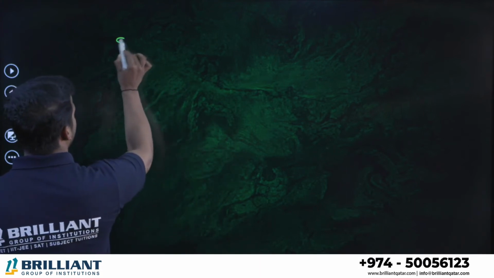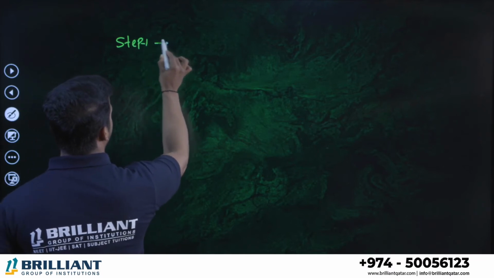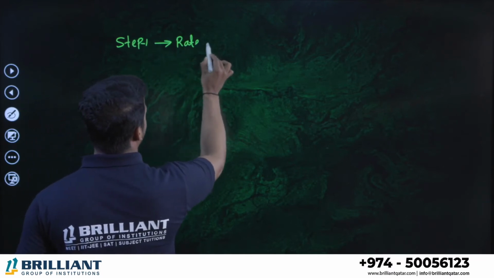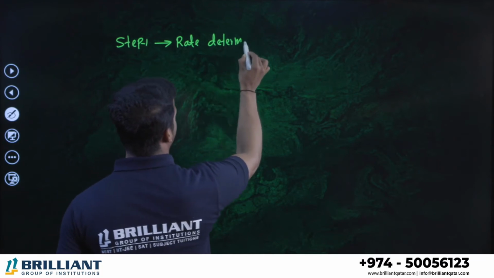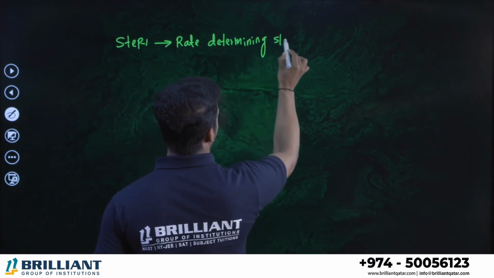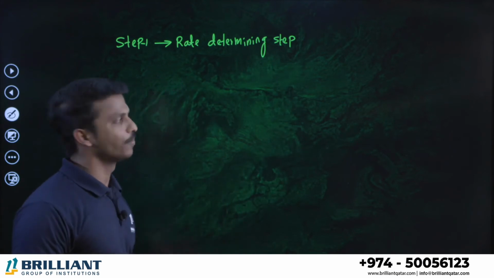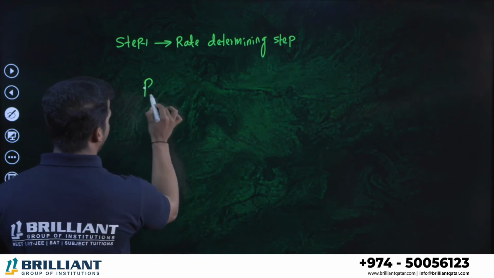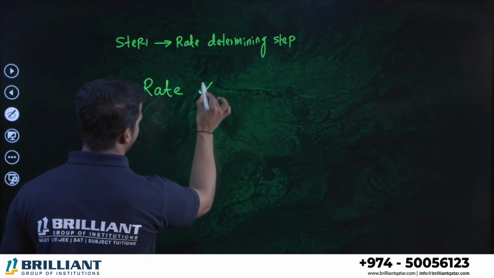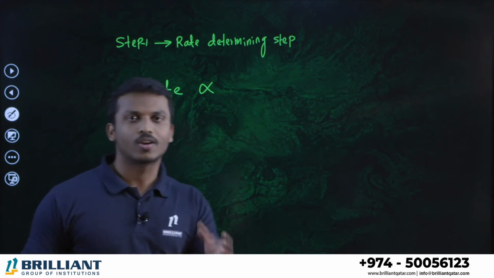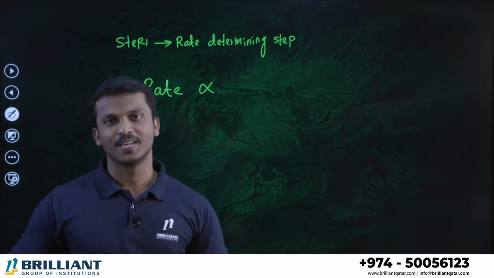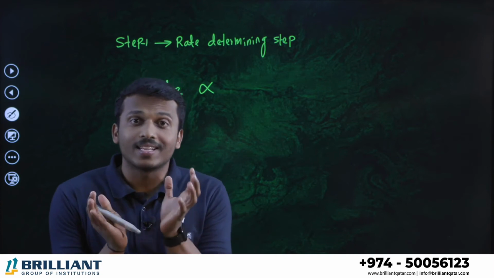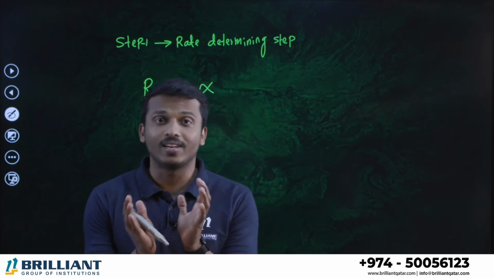In the SN1 mechanism, as I told you, there are two steps. The first step, step number 1, we call the rate determining step, also known as the slowest step. Rate means the speed of a reaction. The rate of a reaction is directly proportional to the concentration of the reactant. Depending on how much concentration of reactants you have, the rate changes.